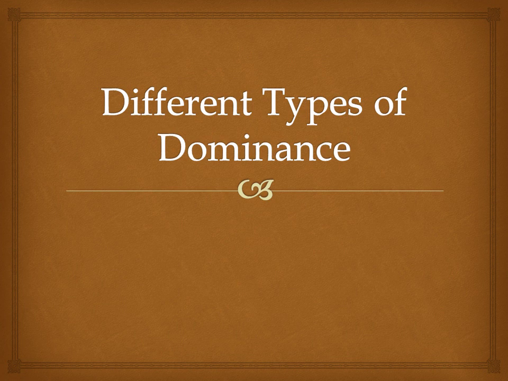Hi guys! So we've been doing some work with heredity the past couple days, and you guys are pros at doing your Punnett square crosses. The kinds that we've done so far are complete dominance crosses where one allele is dominant over the other, but there's some other kinds of crosses that we're going to look at right now.